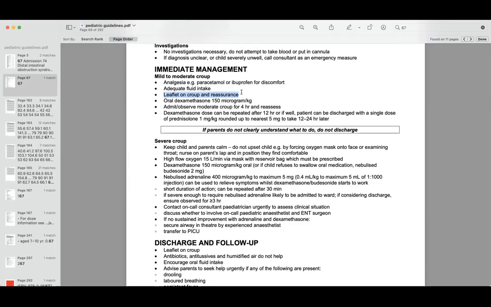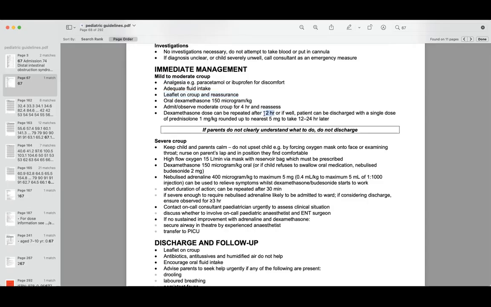Then oral dexamethasone, 150 micrograms per kg. Admit and observe moderate croup for 4 hours. So any moderate croup you will observe for 4 hours. That means a child who has intermittent stridor, you will admit him and observe for 4 hours. Then dexamethasone can be repeated after 12 hours.